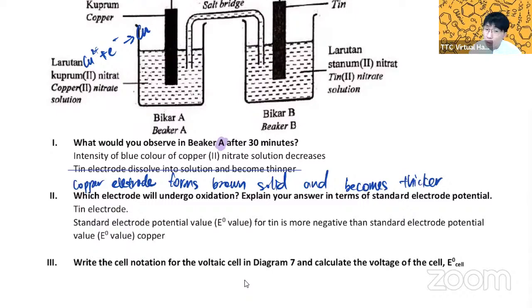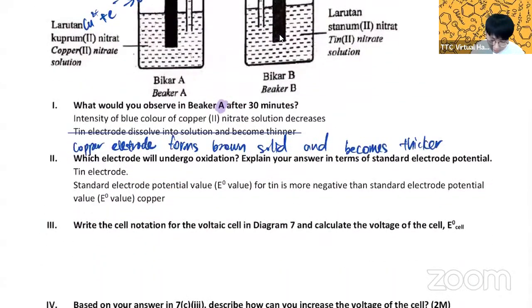You start with the one that donates electrons, which is tin. Tin here is Sn. Make sure to put in the physical state, Sn solid. Student: If I write the E0 value instead of the full name, do I still get marks? Technically, yes. But as I said, this is the first year of SPM, so I cannot guarantee you. To be safe, put in the name and the symbol. And I will say the name is confirmed acceptable.